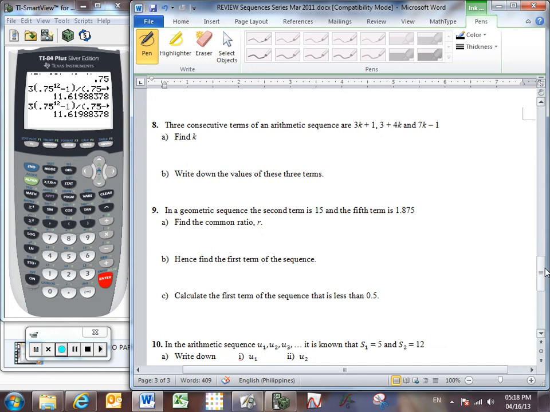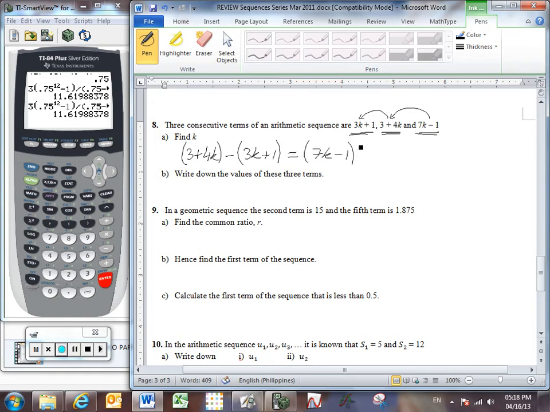Number 8. 3 consecutive terms of an arithmetic sequence are these 3. So if they are in an arithmetic sequence, the second term minus the first term must give us the common difference. The third term minus the second term must give us the common difference. I'm just underlining the 3 terms. They're slightly more complicated algebraic expressions. But the point is that the difference between each pair of terms should be a common difference. Meaning then that 3 plus 4k minus 3k plus 1 should be equal to 7k minus 1 minus the second term, 3 plus 4k.